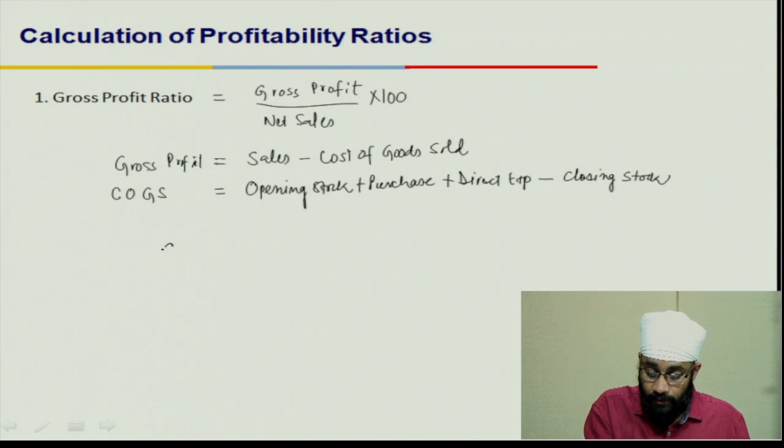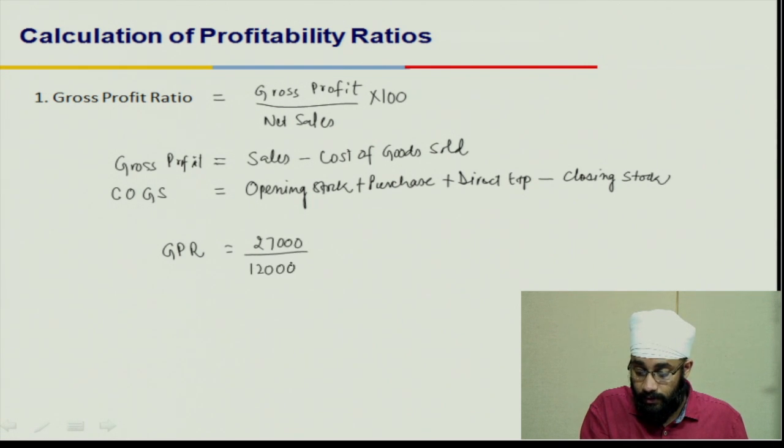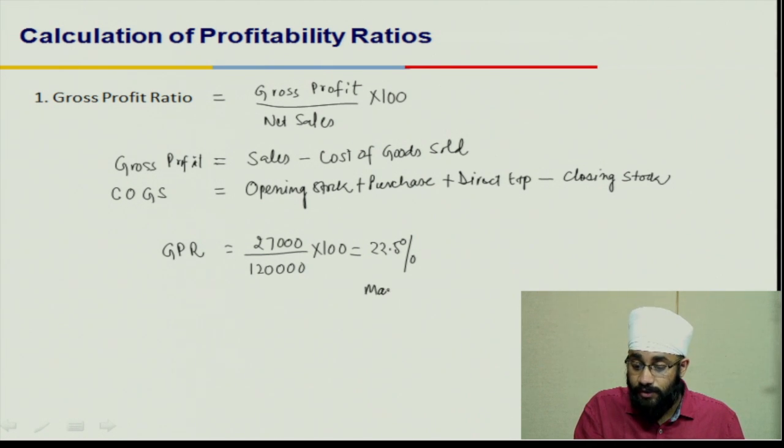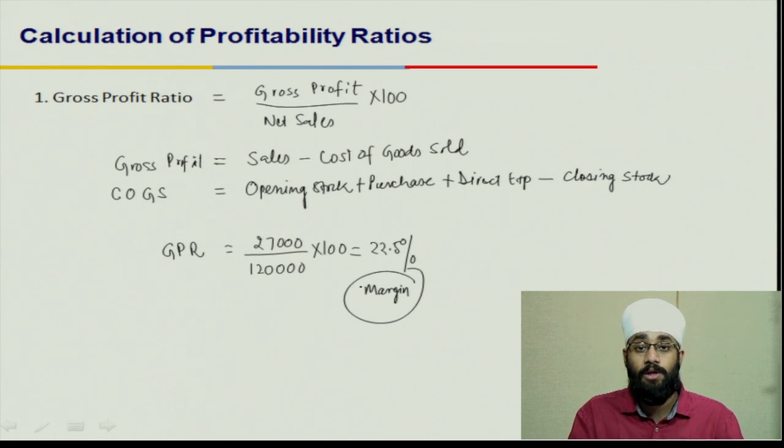So you have gross profit ratio equal to 27,000 divided by 120,000 into 100. This gives us a gross profit ratio of 22.5%. Now this ratio indicates the margin of the business. This means the difference between the basic cost of the products that you are selling and the selling price of the product. This is the margin that you stand to make if you engage in this particular business.